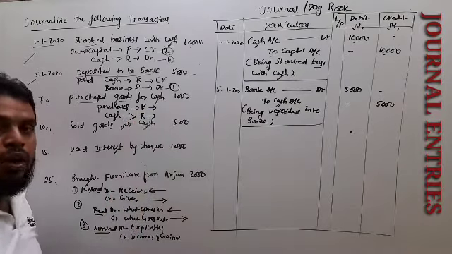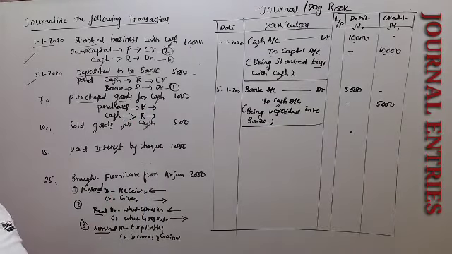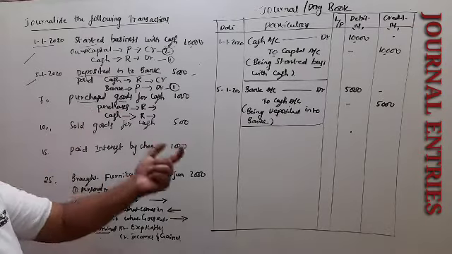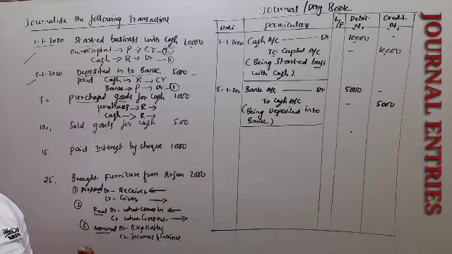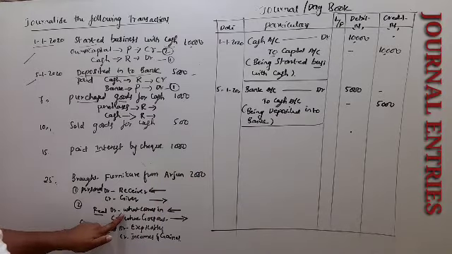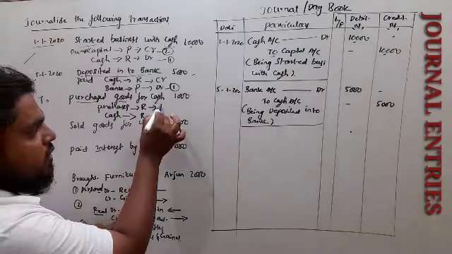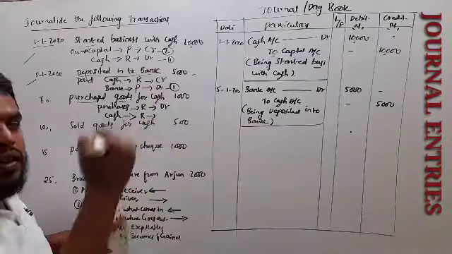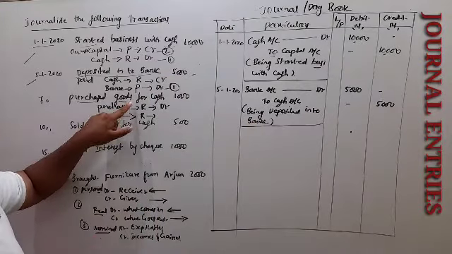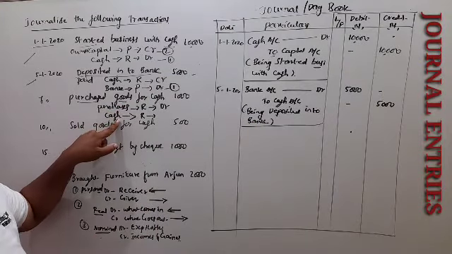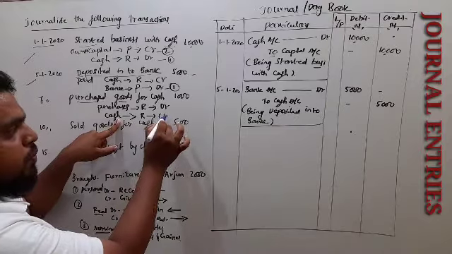Now we have to find out what is debit and what is credit. Purchased goods for cash. Goods are coming to the business. So real account says debit what comes in, credit what goes out. If you purchase, goods will come to the business and cash will go out of the business. So purchases is debited: debit what comes in, goods are coming to the business. Credit what goes out, cash is going out of the business.